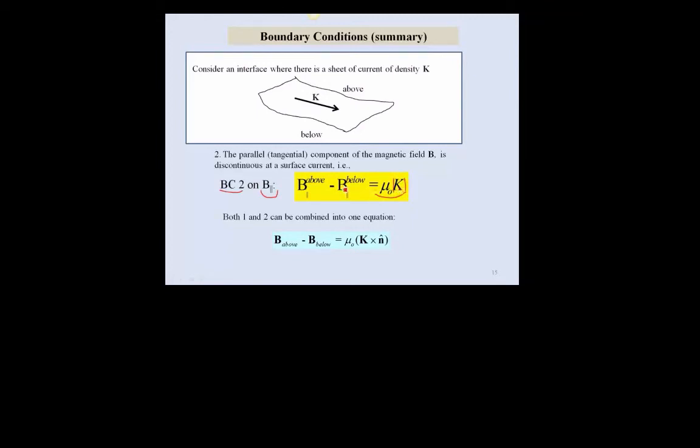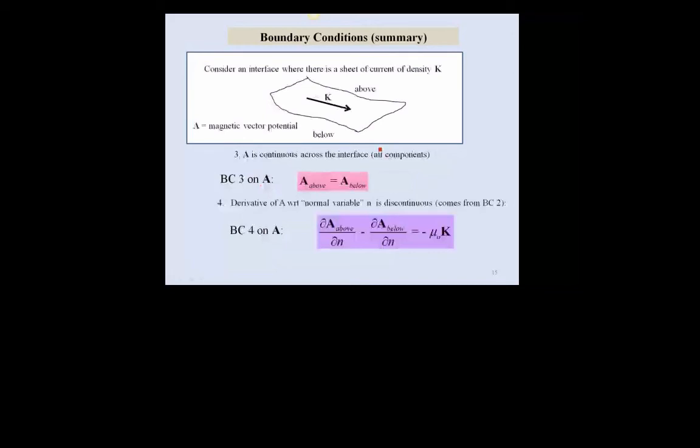You can take these two boundary conditions and combine them, if you wish, into this format here. So these are the vectors above and below, and it's equal to mu0, the vector K, crossed into n hat. If you go through the parallel and perpendicular components of this, in terms of what you get over here, you can see that they give you BC1, BC2. Personally, I think this is interesting, but the BC1, BC2 alone are usually more useful.